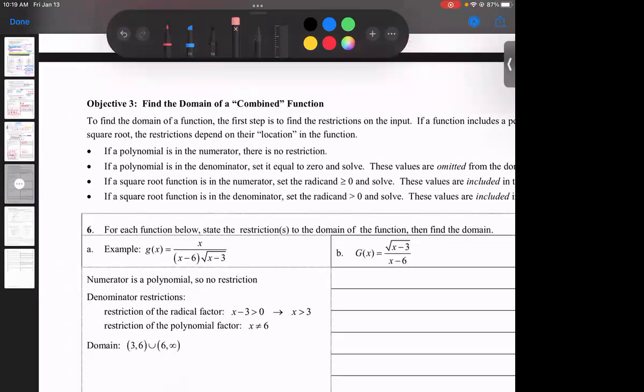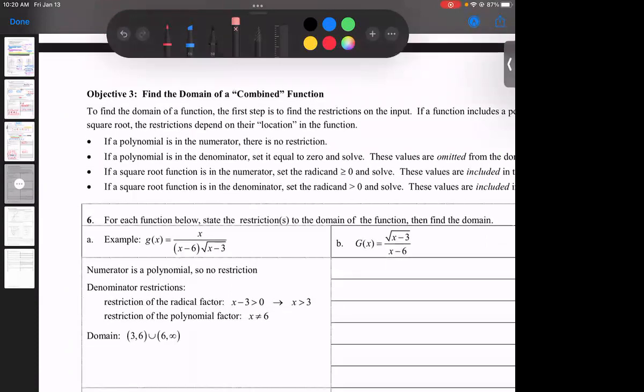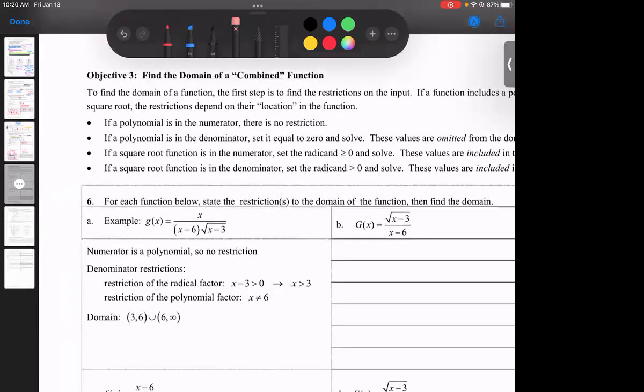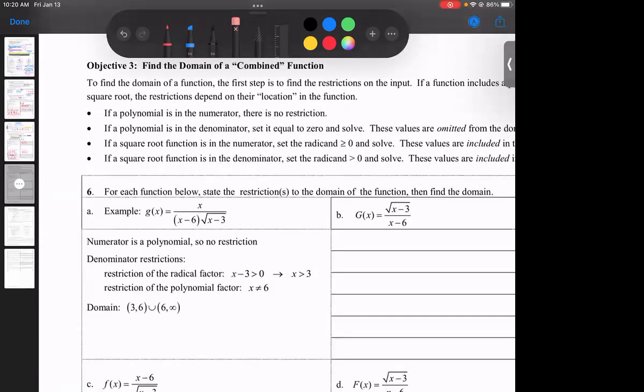We're talking about combined functions. Here's your combined function. Find the domain of the combined function. It's going to combine between what? We talked about polynomials. We talked about rational fractions. We talked about radicals. Here you're going to see all three at once. And it's getting a little bit more complicated. As long as you've got your basic math okay, it should be okay.